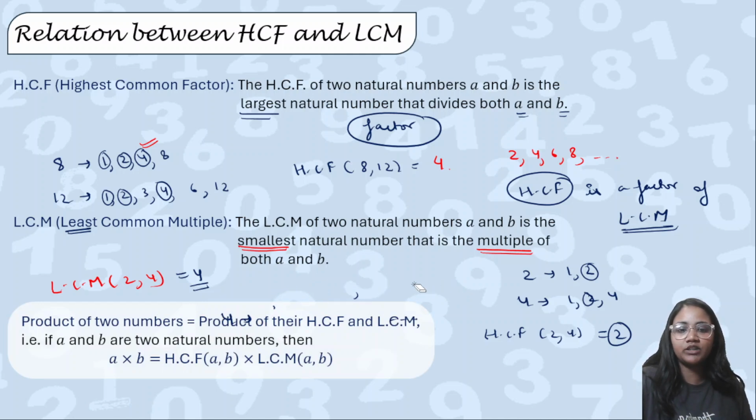It is a very important result that we have, that HCF is a factor of the LCM. And here there is an important relation between the HCF and LCM. Product of two numbers is equal to the product of their HCF and LCM.